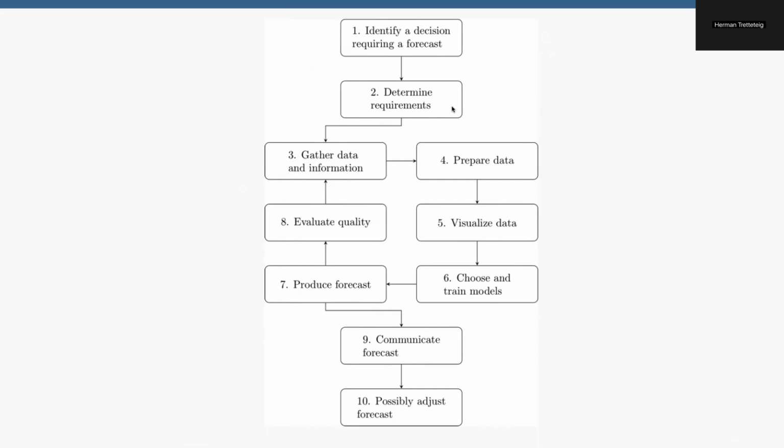Now, the next step in forecasting is I have to determine my requirements. So what could be the requirements here? The first thing is I have to decide what is the variable that I need to forecast. Is it the number of cases? Is it the number of deaths? So what is that exact value? That's the first thing you have to determine. The second thing you have to determine is the horizon. Is it just for the next day, 2 days ahead, 7 days ahead, maybe 2 months or so? So that's the second thing.